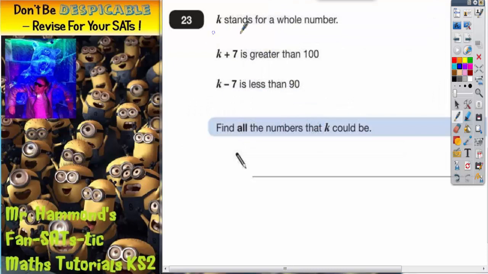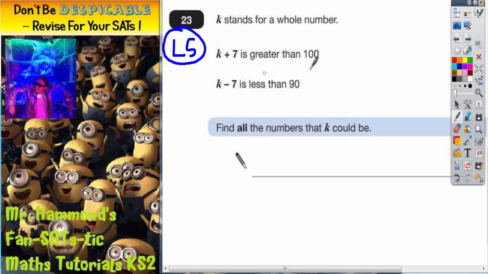Question 23. K stands for a whole number. K plus 7 is greater than 100 and K minus 7 is less than 90. Find all the numbers that K could be. Now, we can't get confused by all this mention of K's. It is towards the end of the paper, so I think it's worth saying that this is a level 5 question, but with a little bit of clear thought, we can get to the bottom of it.